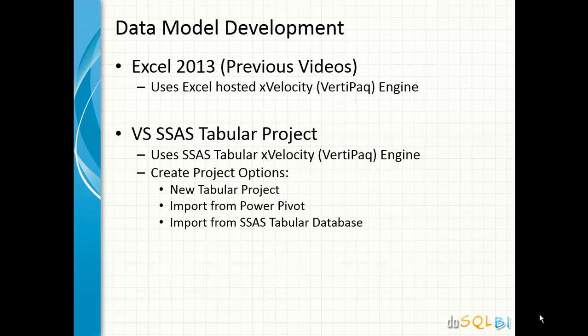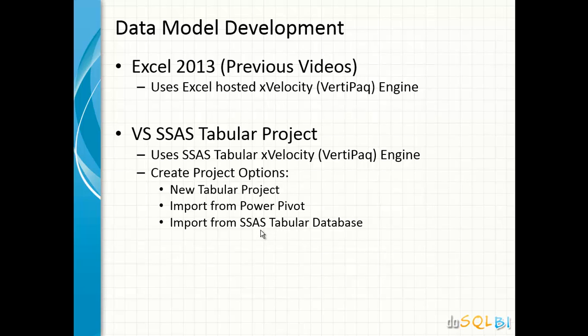The tabular project with Visual Studio can be created in three different ways. One is we can directly create a new tabular project, or if some work has already been done, you could import it either from an Excel Power Pivot or an existing SSAS tabular database. We'll just take a quick look at these last two options because in the previous videos we used Excel to do our data model development. Now just to get an idea, we'll quickly see how we can import that work from Excel Power Pivot or SSAS tabular.